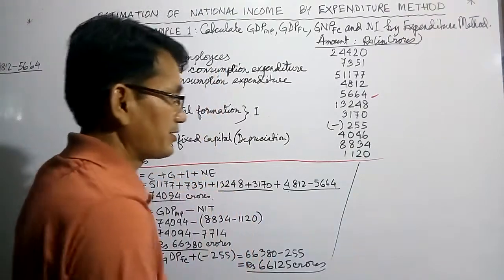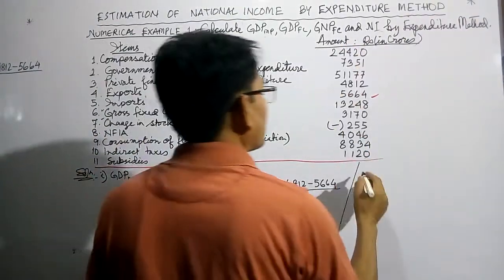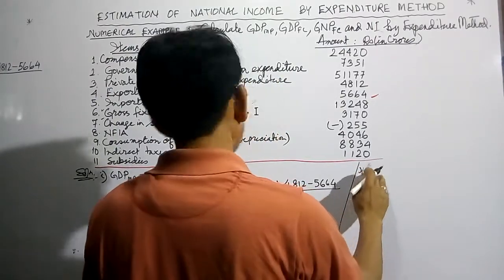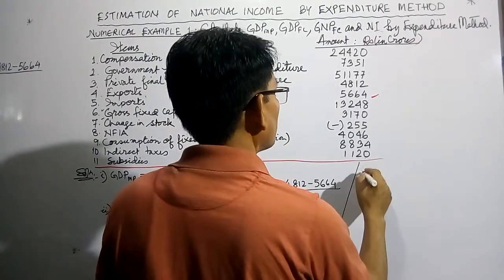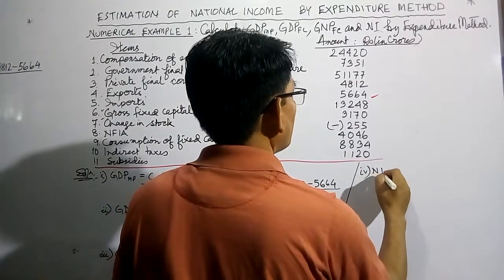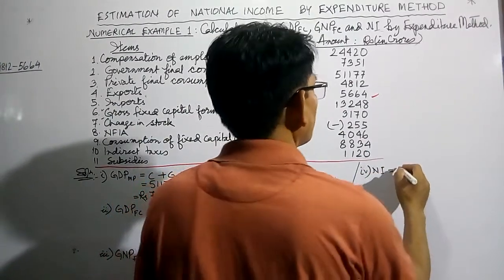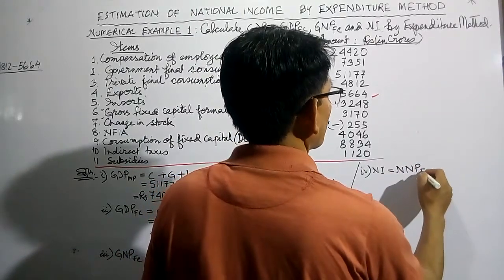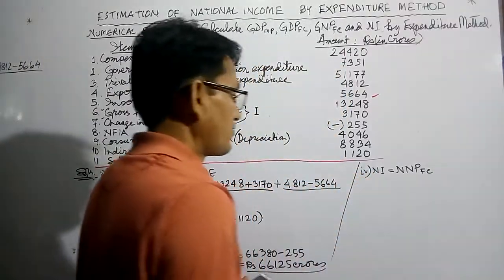Let us find out here. National income. This is NI. We all know what is NI. This is number 4. What is this NI? National income is equal to net national product at factor cost.